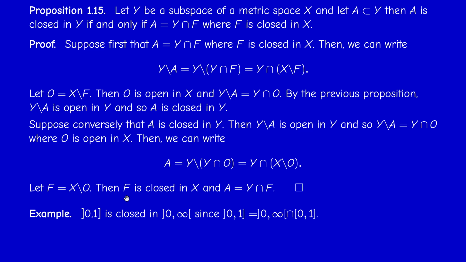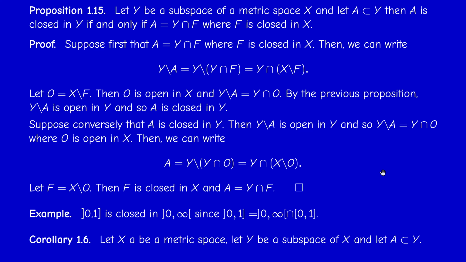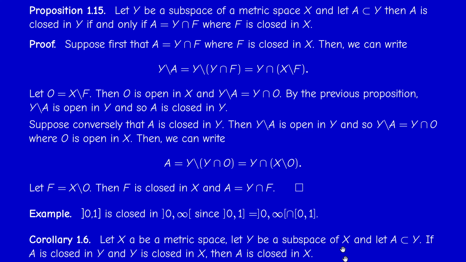Okay, so this illustrates the concept of relative openness and relative closedness. And as a corollary, if Y is closed in X and A is closed in Y, then A is closed in X because of this, because we can write A as the intersection of two closed sets in X. Once again, this was not the case here because (0, infinity) is not closed in R.